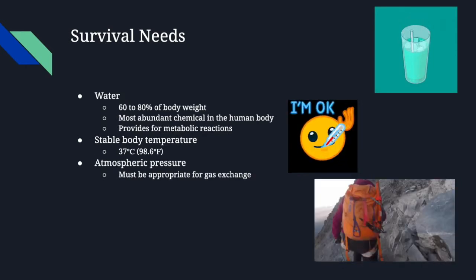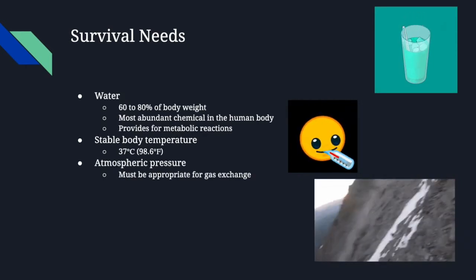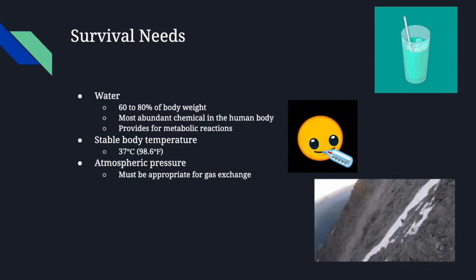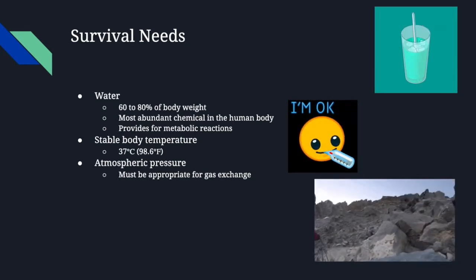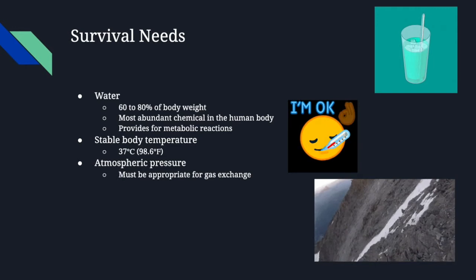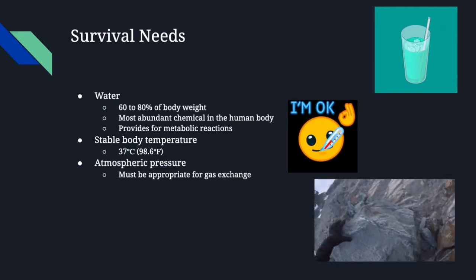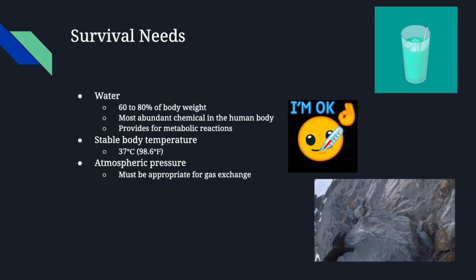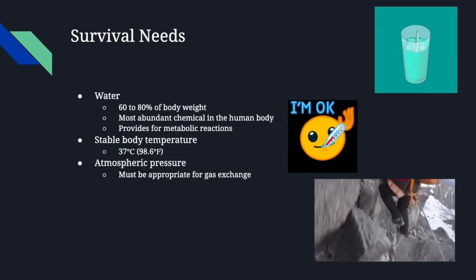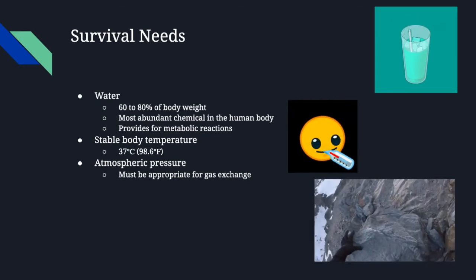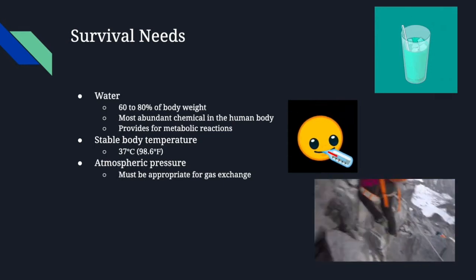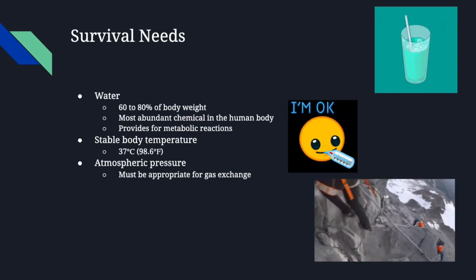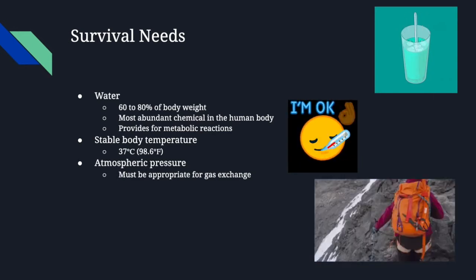Next, we have water. Water is something else we need to survive. It's usually between 60 and 80% of our total body weight, so it is the most abundant chemical in our bodies. We need it to allow the metabolic reactions that we talked about earlier to occur. We need to have a stable body temperature. The normal body temperature for humans is about 98.6 degrees Fahrenheit, which is about 37 degrees Celsius. We also need the appropriate atmospheric pressure, and the reason is that it needs to be a certain pressure for gas exchange to occur properly.